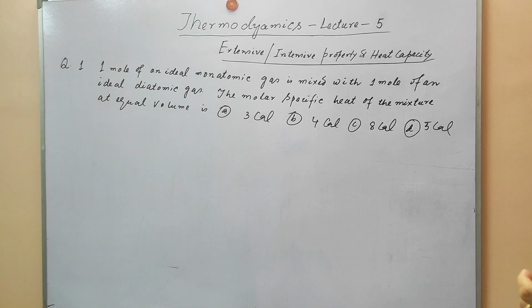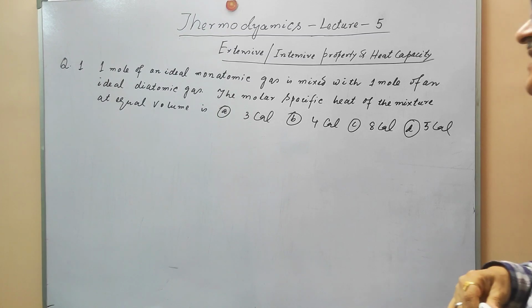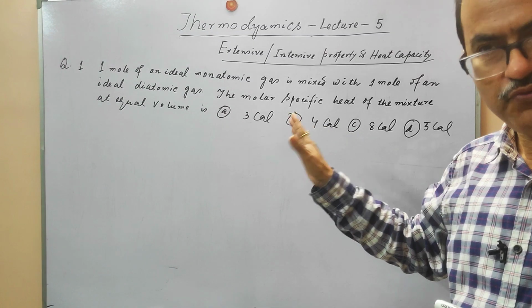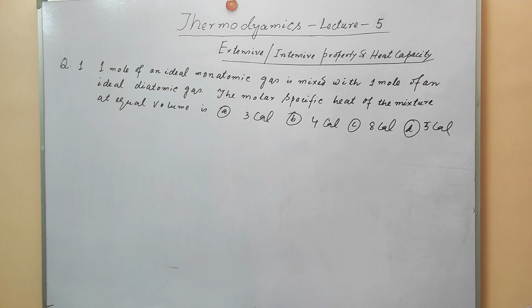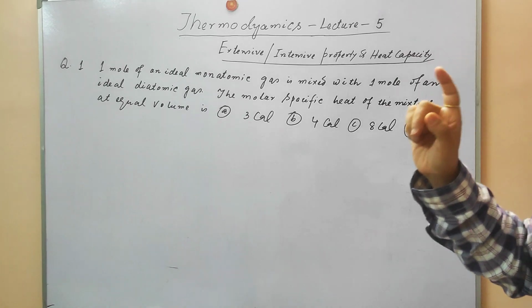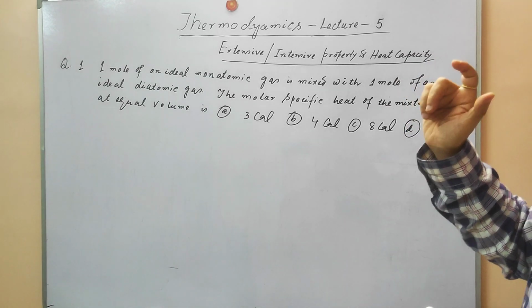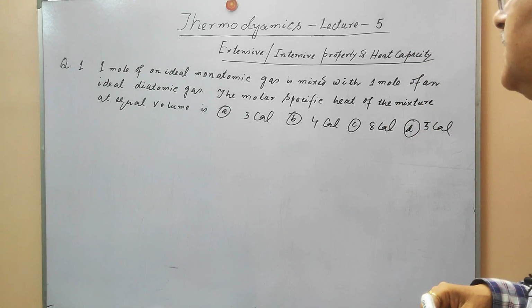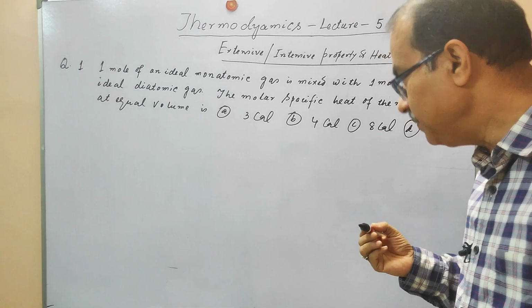Numerical that you can see: 1 mole of ideal monoatomic gas is mixed with 1 mole of an ideal diatomic gas. The molar specific heat of the mixture at equal volume is, we have given 4 choices. What you can do, you can pause the video and solve it yourself. Think for a while, how are we able to solve it, right? At the same time, I am going to solve it.